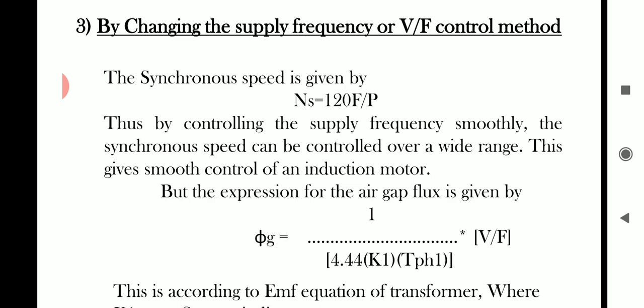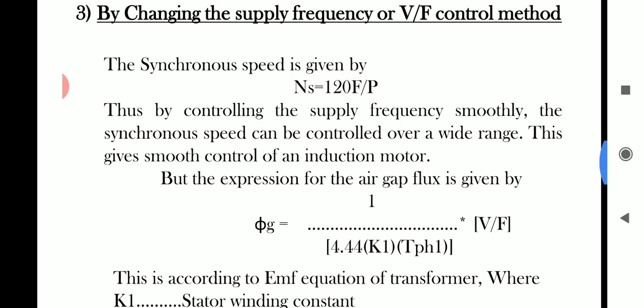The synchronous speed is given by Ns is equal to 120 F by P. You know this formula. Thus, by controlling the supply frequency smoothly, the synchronous speed can be controlled over a wide range. This gives smooth control of an induction motor. So by changing the value of frequency and maintaining the number of pole constant, you can also change the value of the speed. So how you can change the value of the frequency?